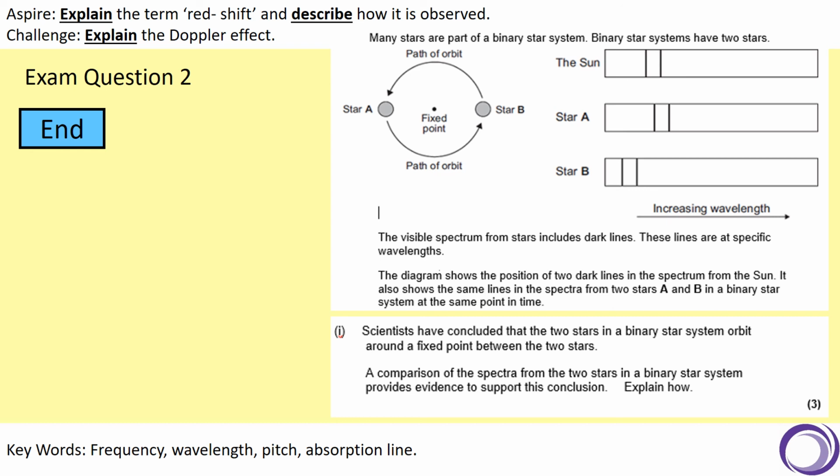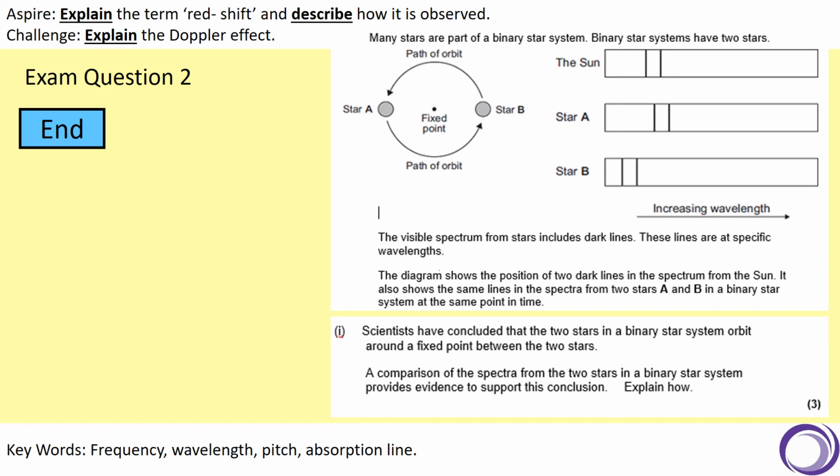Now if we look at the bottom, being shifted to the right means that their wavelength has increased. Star B then, the lines have shifted to the left, which means that the light's wavelength has been decreased. That means then, if the wavelength is decreased for star B, it must have been moving towards us, squashing the wavelength up, and star A must have been moving away from us, therefore stretching the wavelength.